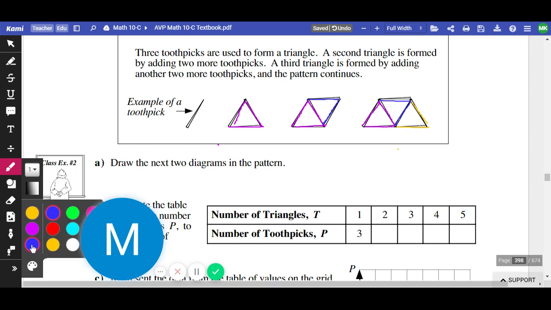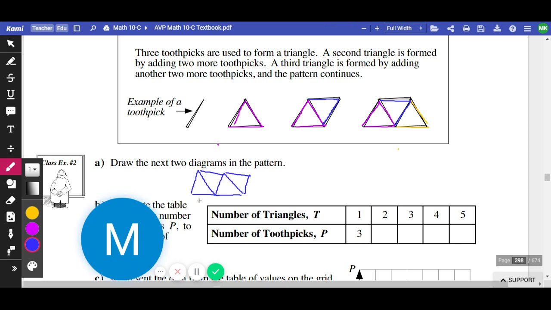So the next 2 diagrams in the pattern would look like this. That's the original. Then we have another one, another one, and another one. So I would have 4 triangles here with 1, 2, 3, 4, 5, 6, 7, 8, 9 toothpicks total. If I wanted to do the next drawing, I would do the exact same thing again, just add 2 more lines on the end, and I gain another triangle. So 1, 2, 3, 4, and 5. That would be the next picture.